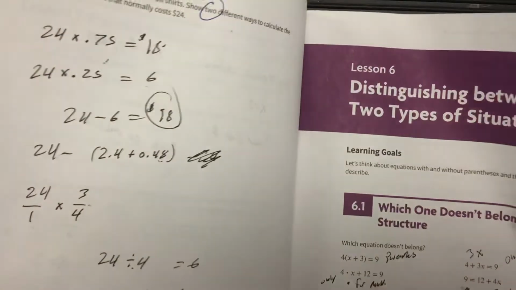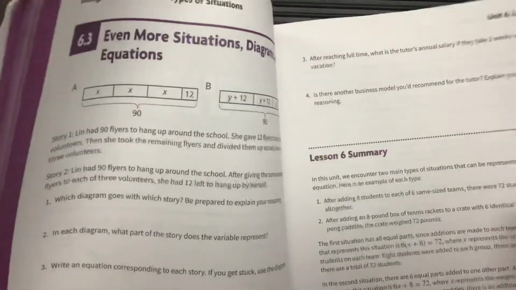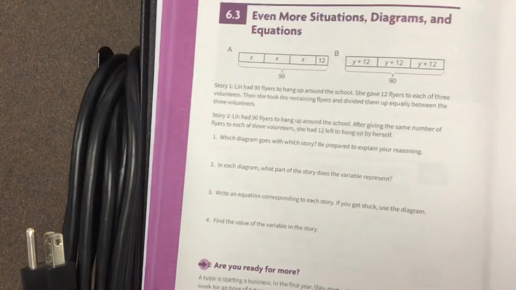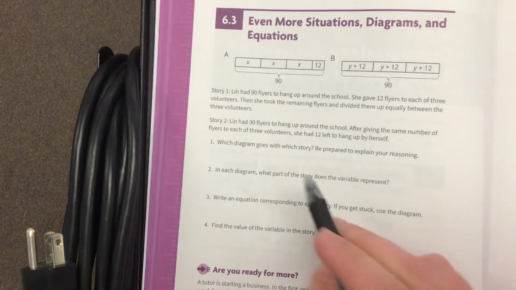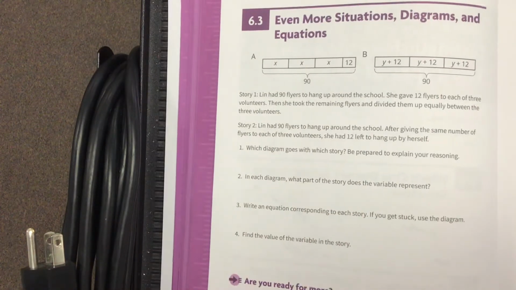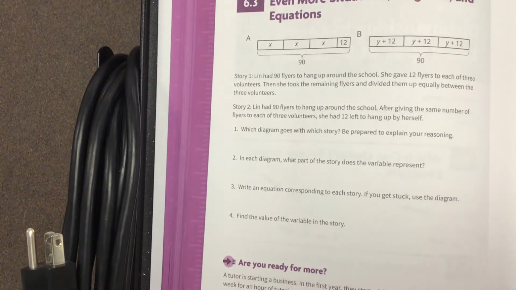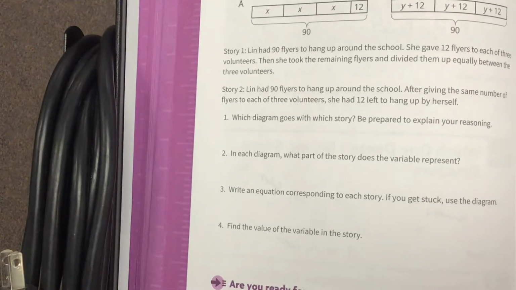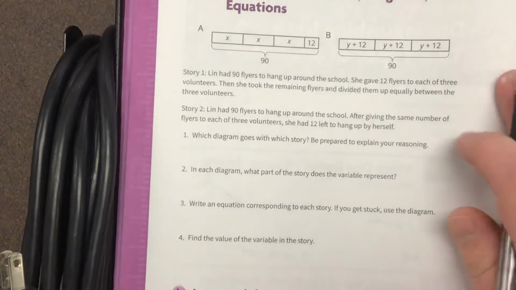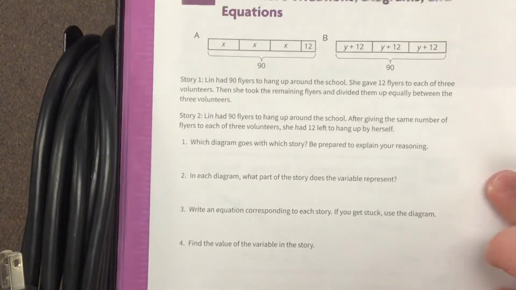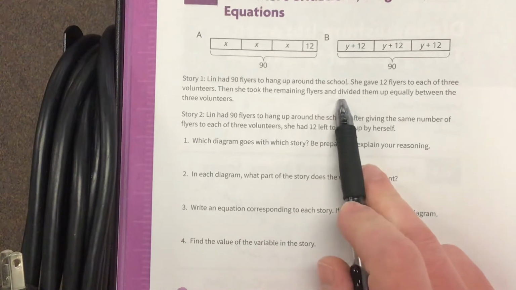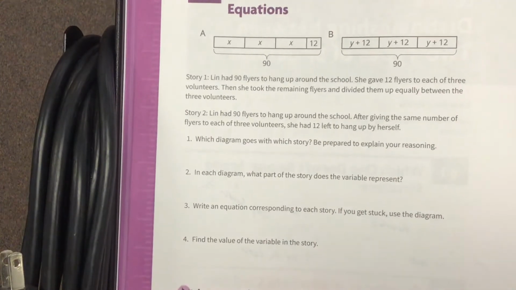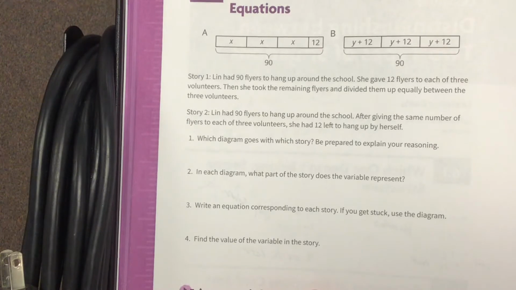Alright, let's keep going on 6-3 now. We have 2 tape diagrams and 2 stories again. Josh, you want to read story 1? Sure. Lynn had 90 flyers to hang up around the school. He gave 12 flyers to each of 3 volunteers. He took the remaining flyers and divided them equally between 3 volunteers. Alright. Which diagram do we think would go with that story? Which one best represents that story?